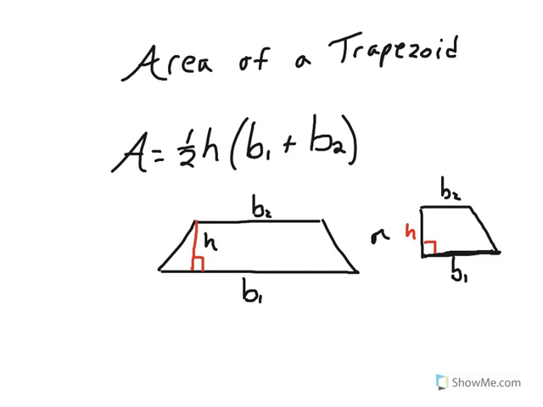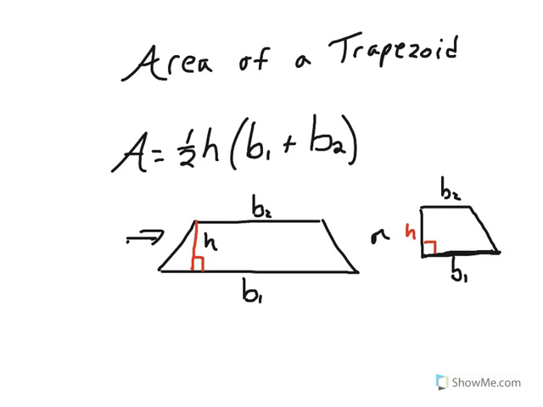The area of a trapezoid is 1/2 the height times the sum of base 1 and base 2. That's the two bases of the trapezoid. And there's two different situations where this occurs. The first situation is when the height of the trapezoid is not so obvious and you have to draw it in.